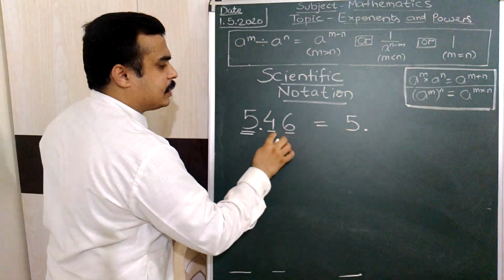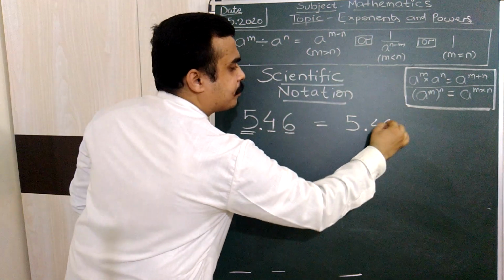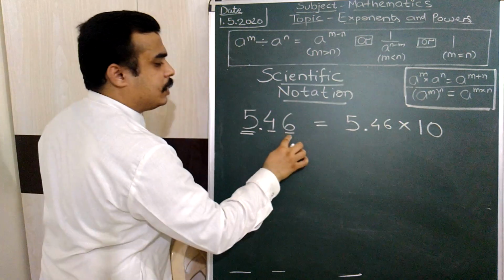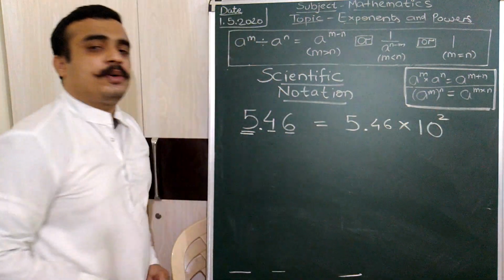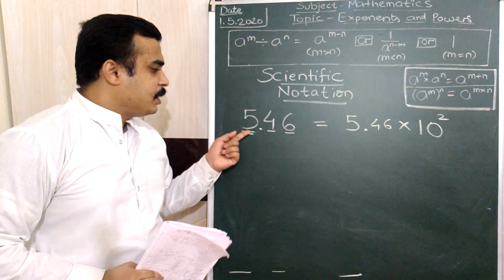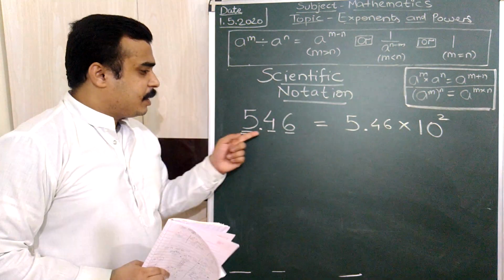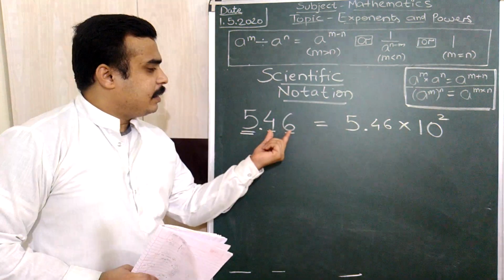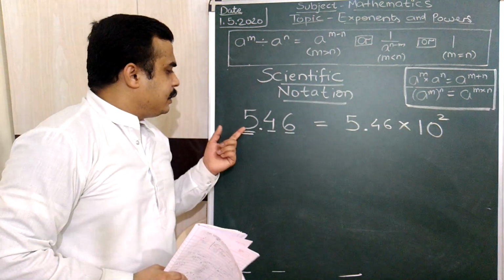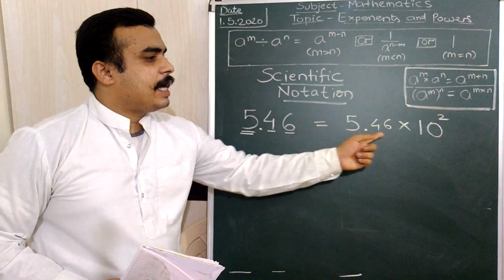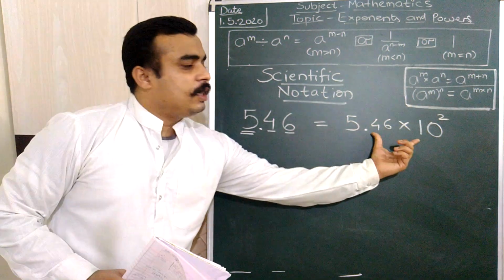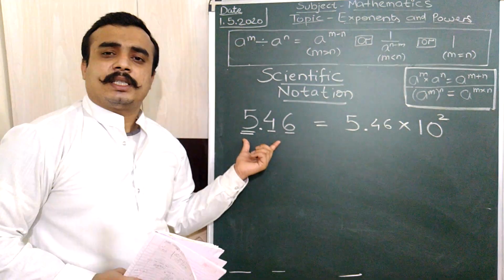Point, how many places? 2 places now. Then what you have to do? Multiply by 10, 1, 2. Just you have to put raised to the power 2. The first thing you have to do is leave the first digit, then put the decimal point. Then the 2 places are there, that means power is 2. And then just write the 5.46 as it is into 10 raised to the power 2. When you solve this, you will get the answer 546.